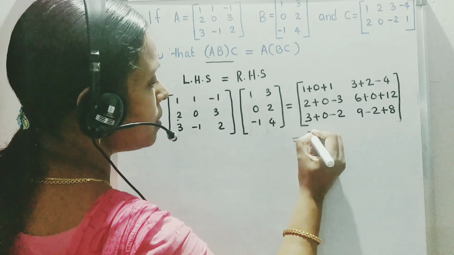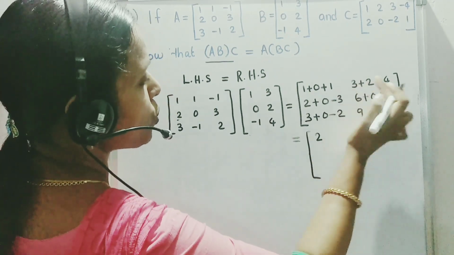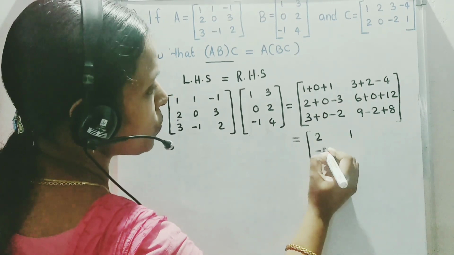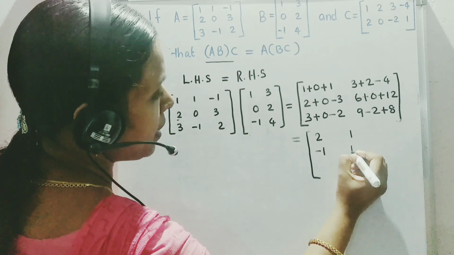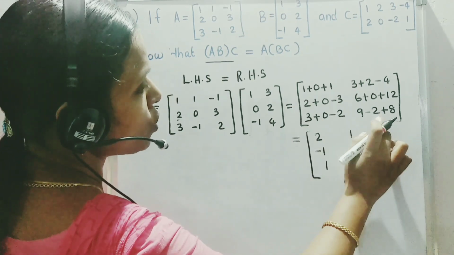Clear? Equal to matrix 1 plus 1, 2. 3 plus 2, 5, minus 4, 1. 2 minus 3, minus 1. 6 plus 12, that is 18. 3 minus 2, 1. 9 minus 2, that is 7.